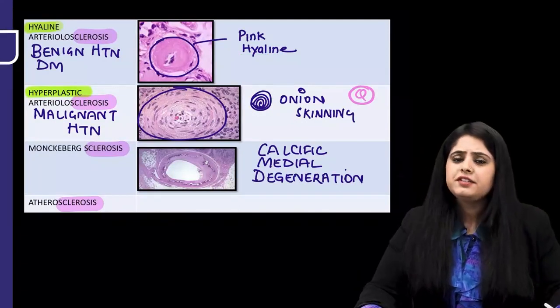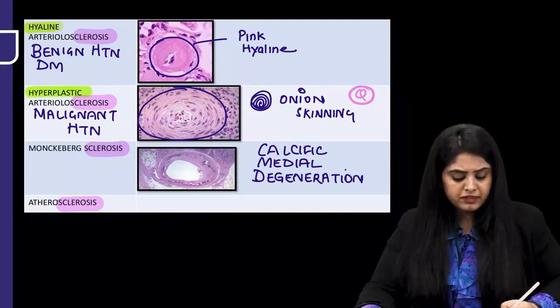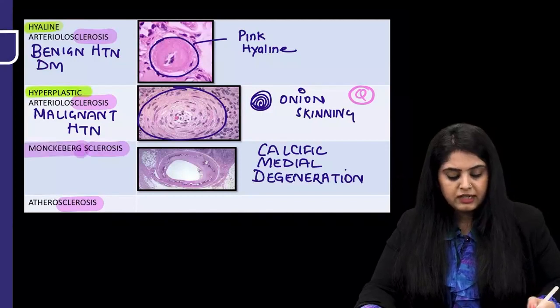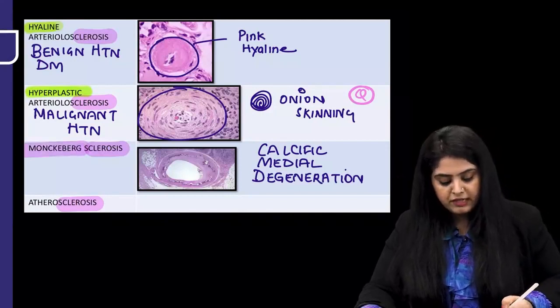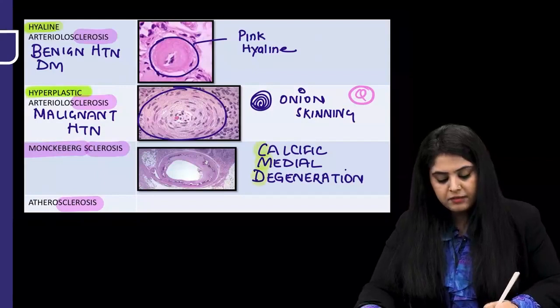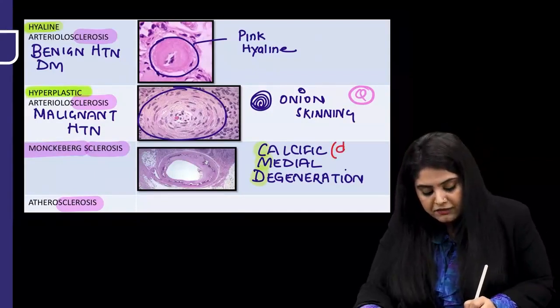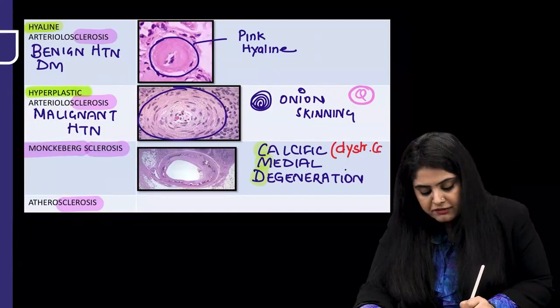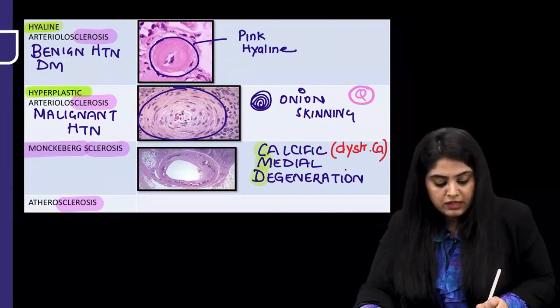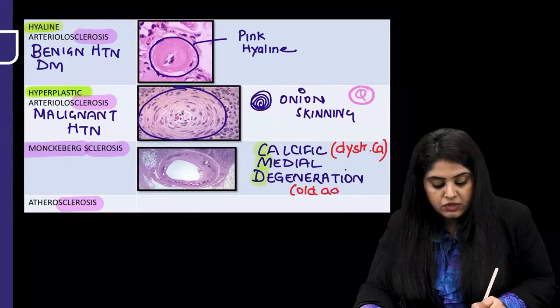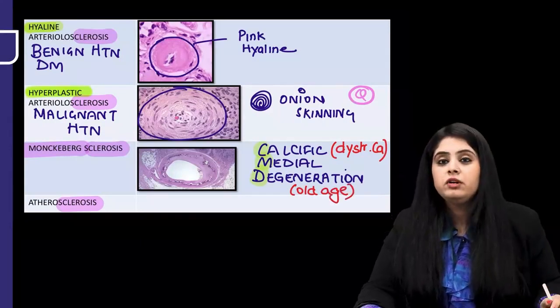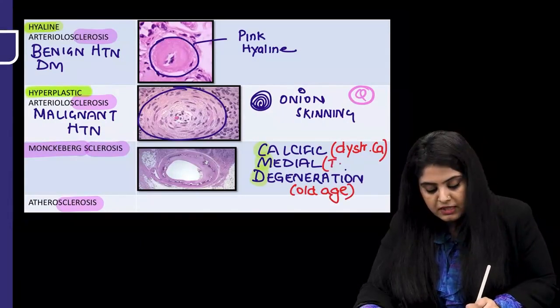The third one, though, I have studied in my first chapter, Monckeberg sclerosis. I know the other name for Monckeberg sclerosis. It is known as CMD, calcific medial degeneration. Where did I teach you in the first chapter? What calcification? It's a dystrophic calcification. So I could see an old age phenomenon, degeneration. This is seen in very, very old people. Where is it seen? Media. It is seen in the tunica media of the blood vessels.